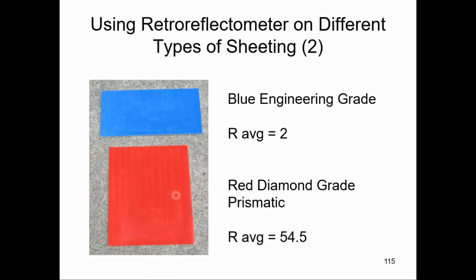And then this is some red diamond grade prismatic. So this is a high quality material. This is brand new. The red average is 54.5, which should be well above the minimums that are in Table 2A-5.